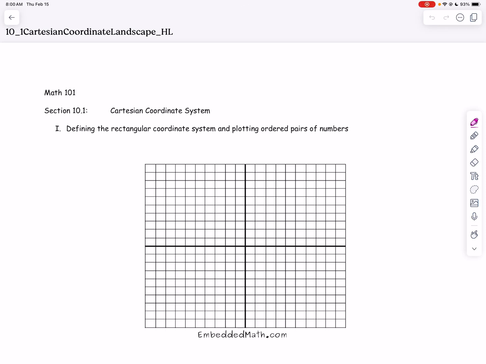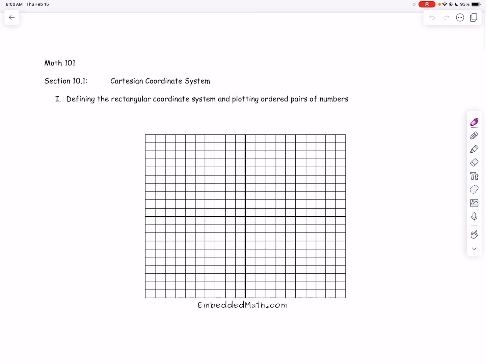All right, this is Math 101, chapter 10.1 on Cartesian coordinates. So we're going to be learning how to graph linear equations, but before we do that, we have to go through what the coordinate plane looks like.